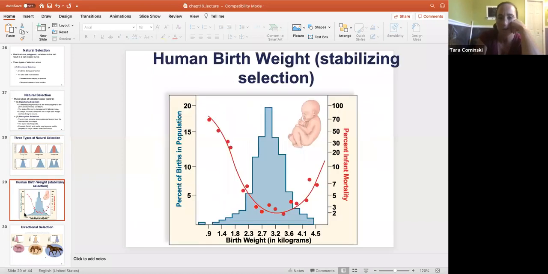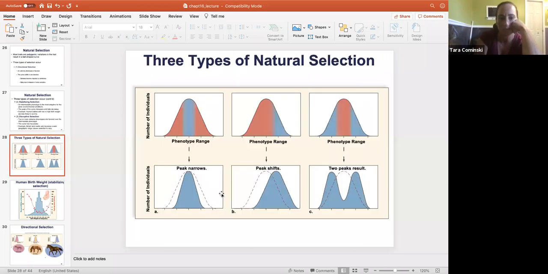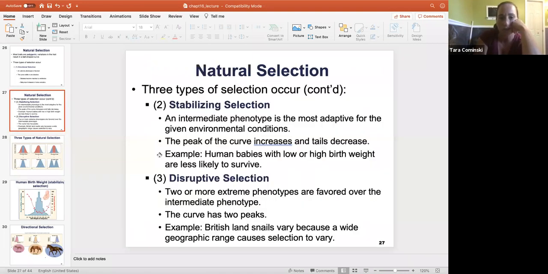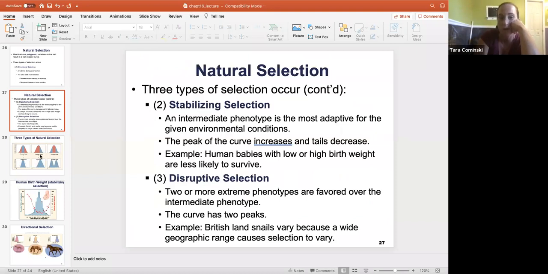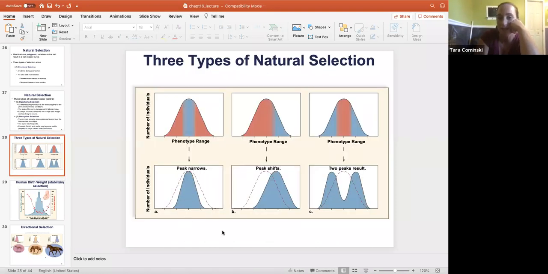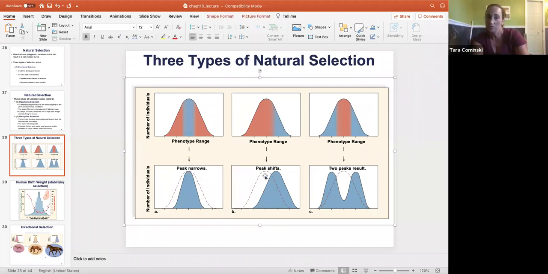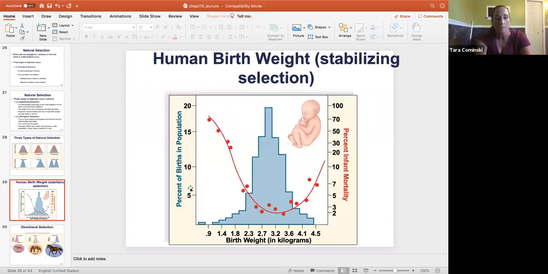I want to make sure I didn't mess these up. Yeah, the narrowing, the shift is directional. And this one is the disruptive, where you end up with 2 or more peaks. Sorry, stabilizing first. Directional, you have a shift, okay? It shifts off center here, and then this is 2 peaks where you actually have 2 phenotypes that are favored. So let me give you an example. A stabilizing example is birth weight, right?